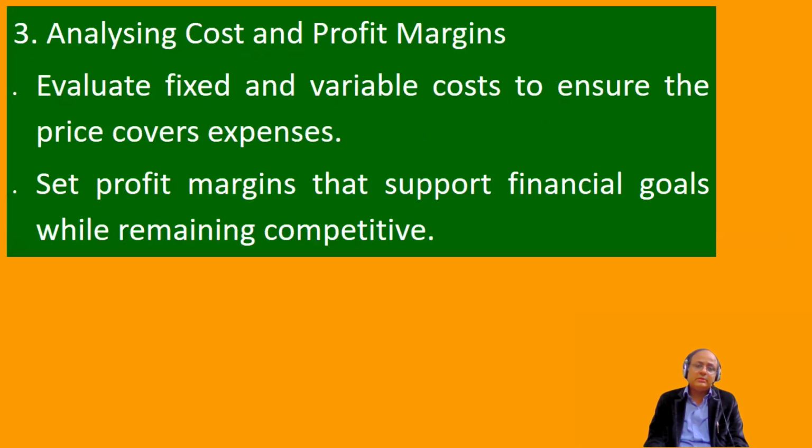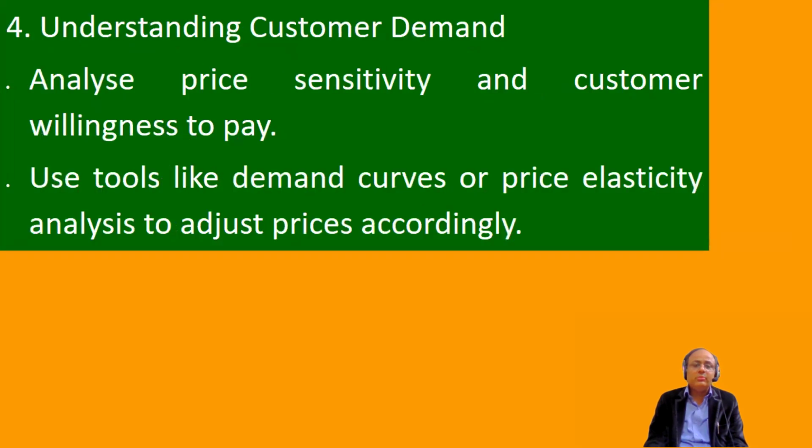Then the third decision the pricing manager needs to take is to analyze the cost and calculate the profit margins. So it could be a 21% profit margin, or 12% profit margin, or 5% profit margin, depending upon the scale and the kind of customers that you're getting, or the kind of channel distribution that you have created. As a pricing manager, you need to evaluate your fixed and variable cost to ensure that price covers your expenses at the minimum level. You need to set profit margins so that you remain competitive.